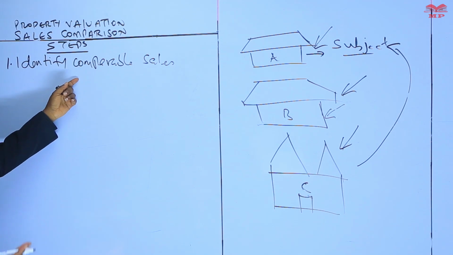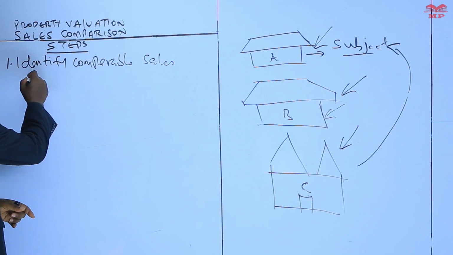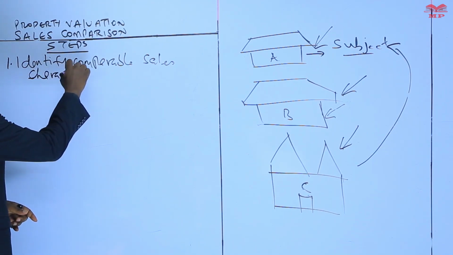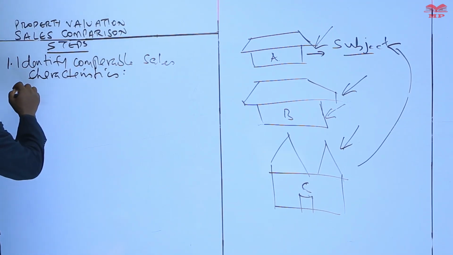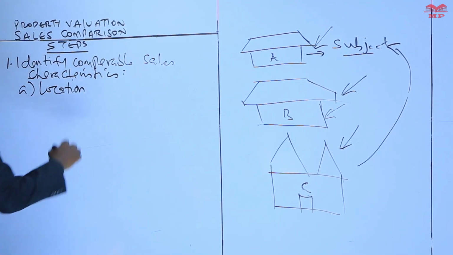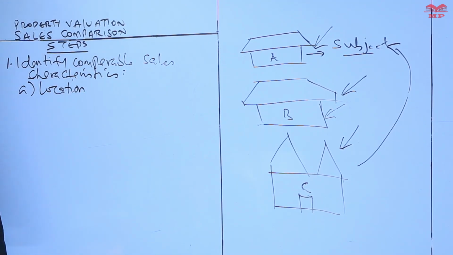And these characteristics, we're saying that you identify recently sold properties that are similar to the subject property in terms of the key characteristics. These characteristics could include the location. Location is one key characteristic. Ideally, comparables should be in the same neighborhood or a very similar or competing area.